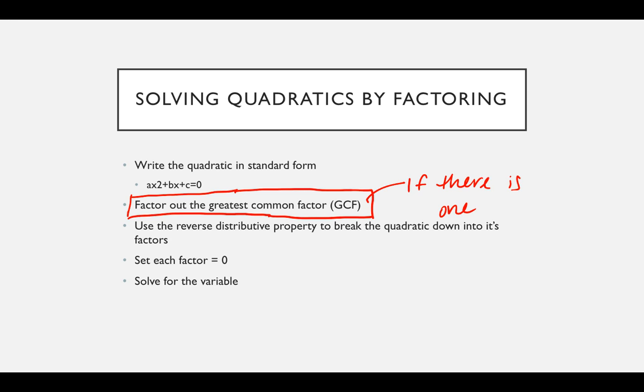Once you've done that, you're going to factor just like you normally would. So use that reverse distributive property, break it into the parentheses, set the parentheses equal to 0, and solve for the variable.